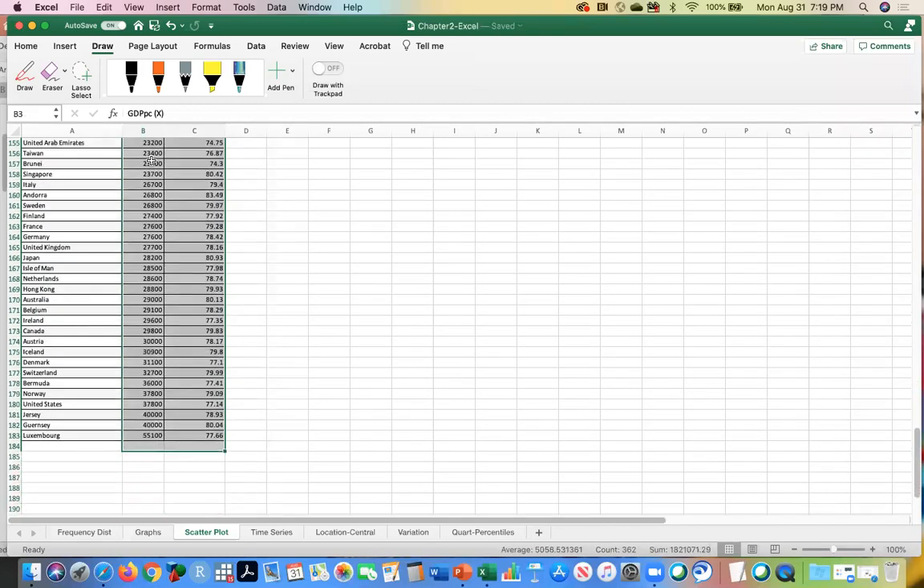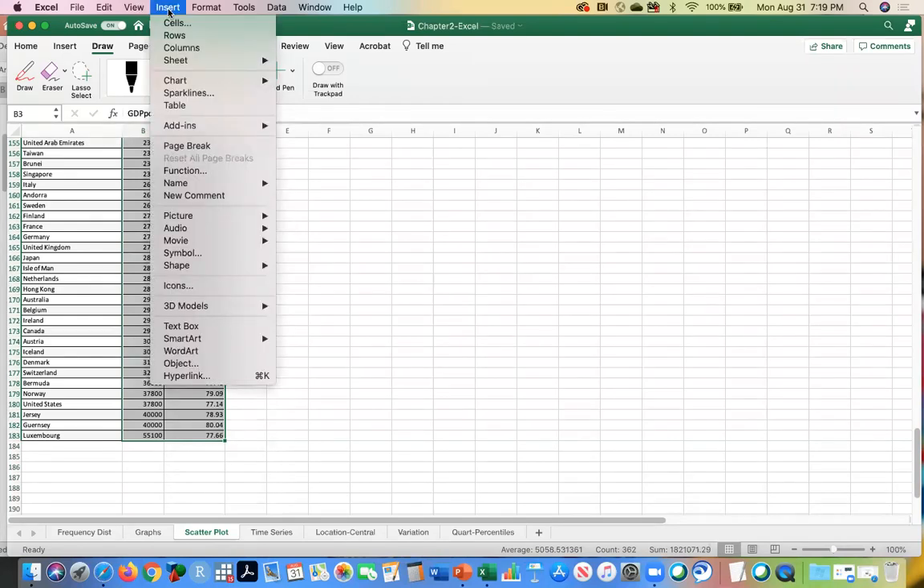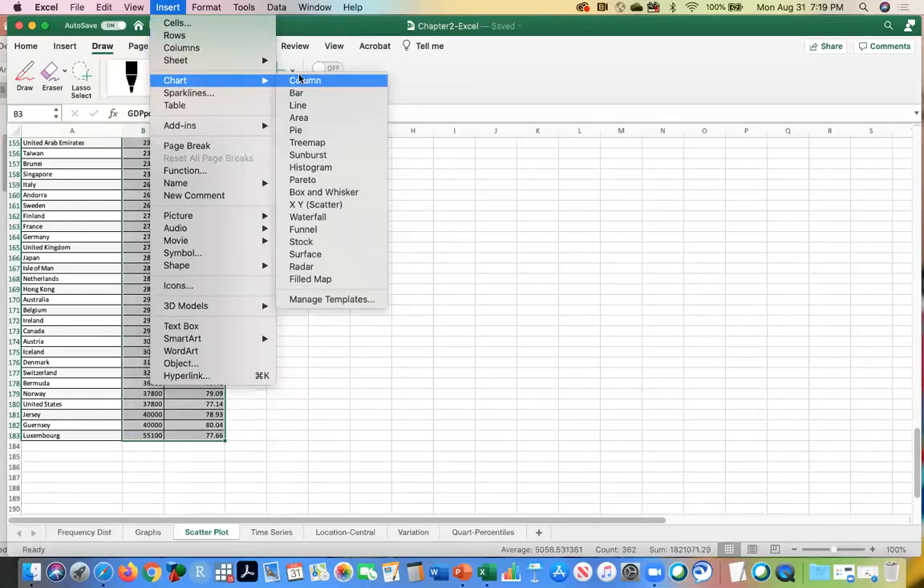Once I highlight my two variables, I'm gonna go to insert, use chart, and use the XY scatter. So what am I expecting to see? Well, remember, I am assuming that there is a positive relationship between life expectancy and economic growth, or the size of the economy. The larger the GDP, the larger the chances of people living longer. That is my argument.